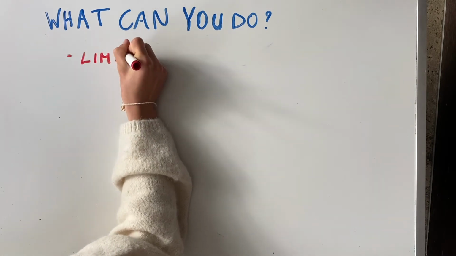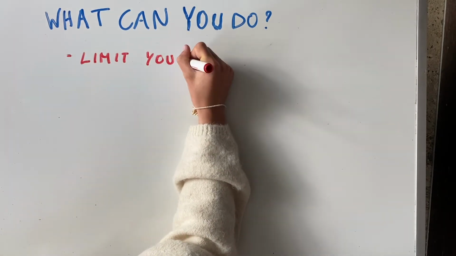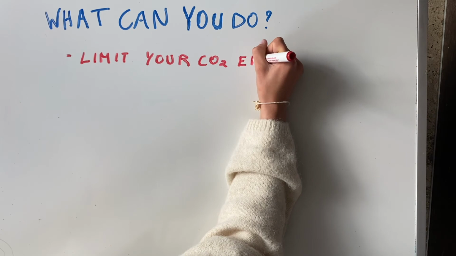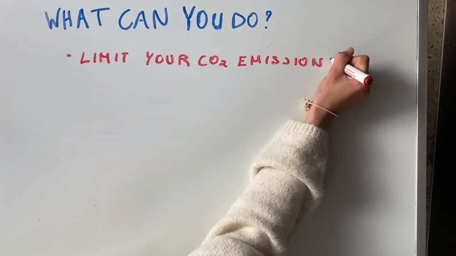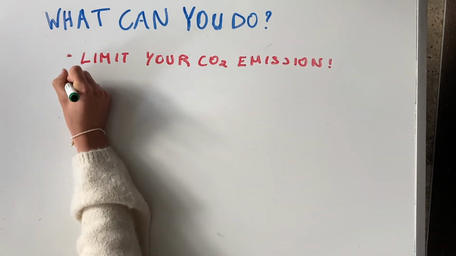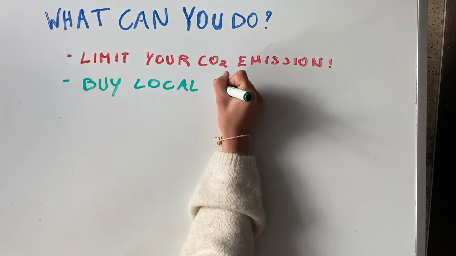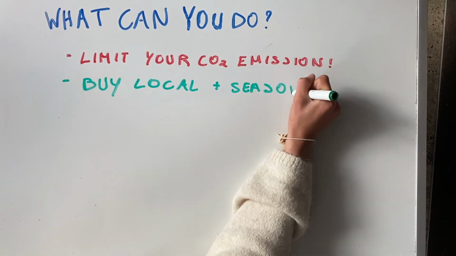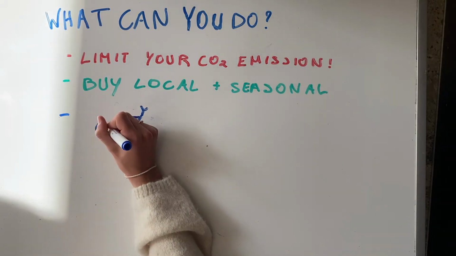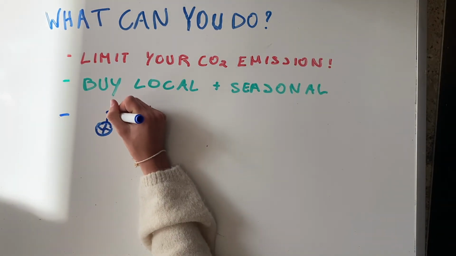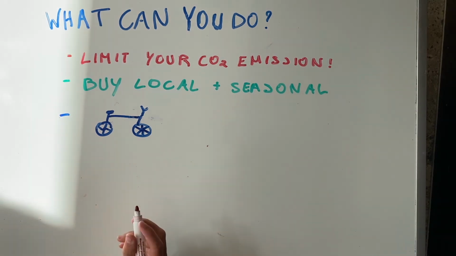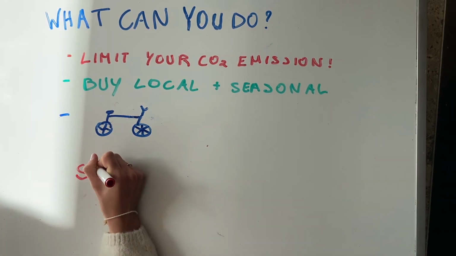Now, what can you do? Ocean acidification is a consequence of CO2 emissions. That is why climate action is a good way to stop ocean acidification. Limiting your CO2 emissions can be done in different ways. For example, buy local and seasonal products. Our CO2 emission is also influenced by the way we move. So maybe take the bike to work next time.